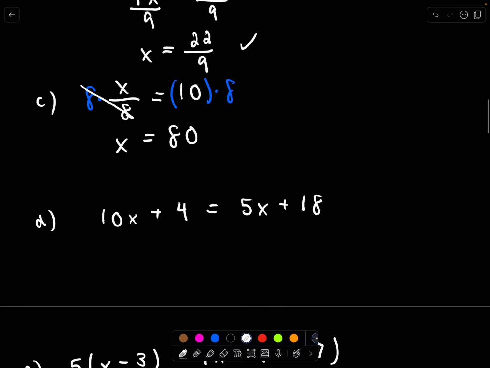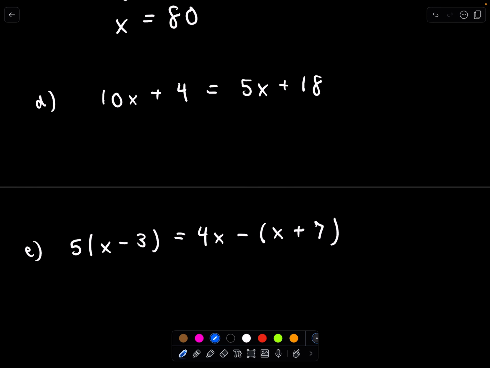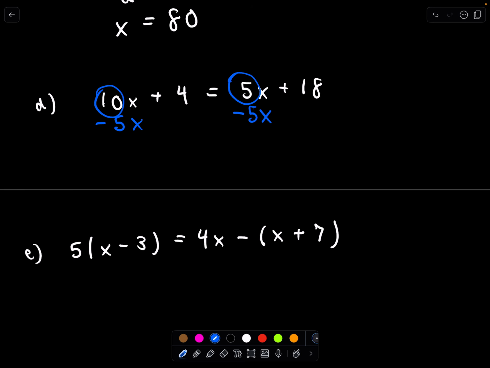Okay, so let's go through these a little bit faster here. On D now, I've got x's and constants on each side of my equation, so I'm going to start by combining those. And I'm going to do two steps at once. So maybe I'll subtract 5x from both sides. Again, I like to subtract the smaller number from the larger number, and I'm comparing the 10 to the 5. Well, 10 is larger than 5, so I'm going to move that 5x.